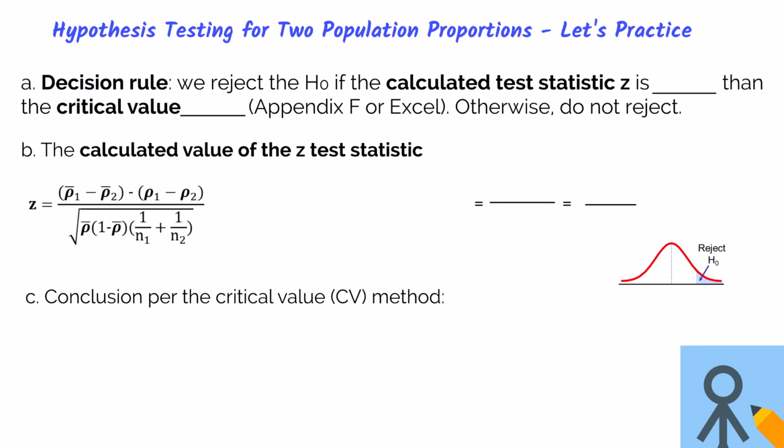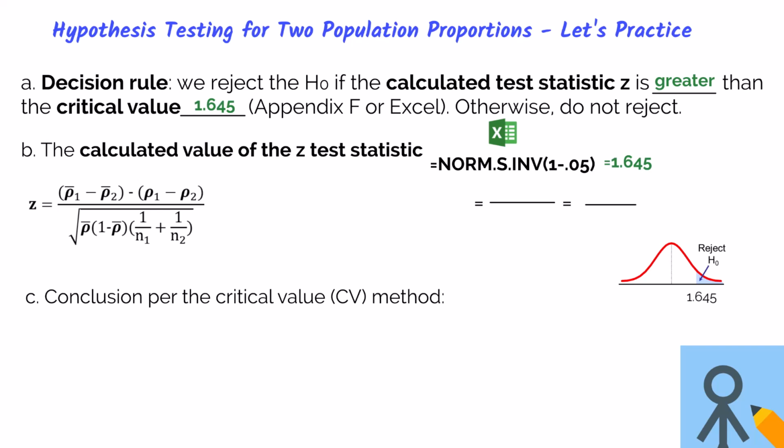We can now state the decision rule that we reject the null hypothesis if the calculated test statistic Z is greater than the Z critical value. Otherwise, do not reject. So I've shown how to find the Z critical value already in prior videos, but as a reminder in Excel, you could enter equals NORM.S.INV and then 1 minus the alpha of 0.05, and we get 1.645.